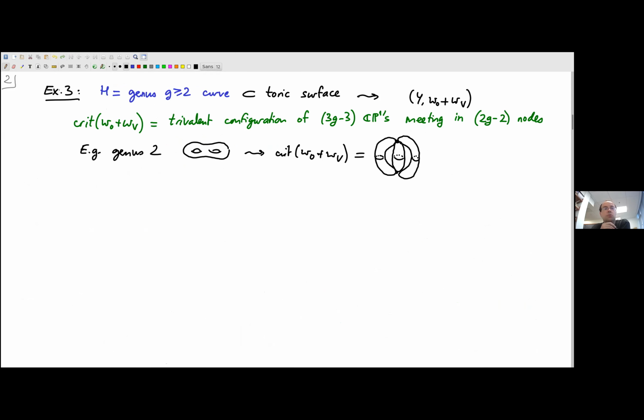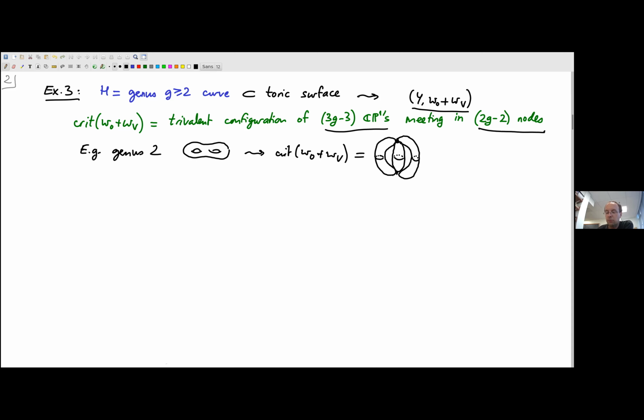Okay, so the next example, which is closer to where I want to get, if I have a curve of genus g at least 2 in a toric surface, then there's again a construction that gives a mirror. And what happens is, no matter how you choose the details, the critical locus of this superpotential always ends up looking the same. It always ends up looking like a trivalent configuration consisting of 3g minus 3 CP1s meeting in 2g minus 2 points where 3 of them meet together.